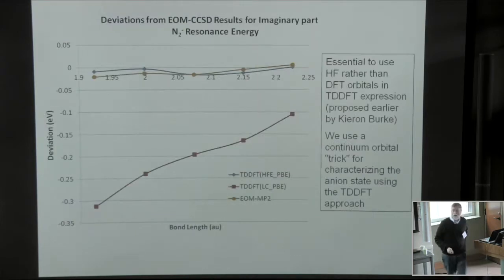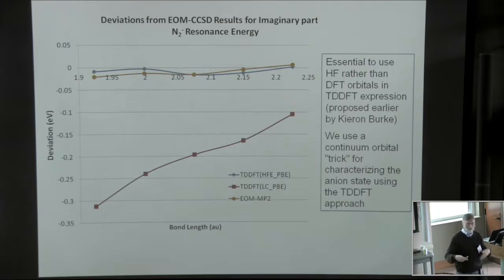Okay, so these are the lifetimes as a function of internuclear distance for N2, showing the deviation of the lifetime from the EOM coupled cluster. So we're taking EOM coupled cluster as our benchmark. And if you do a standard time-dependent DFT with, let's say, a PBE functional, the lifetime has no resemblance to what you get from the equation of motion. If you make use of Kieron Burke's idea of using the Hartree-Fock orbitals in the DFT, it's essentially right on top of the equation of motion coupled cluster.